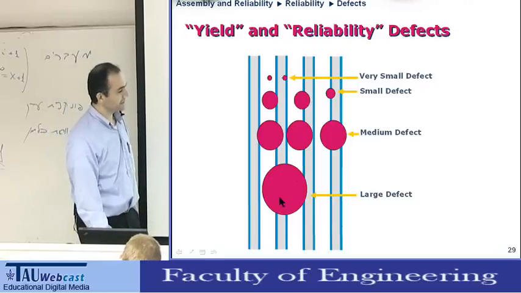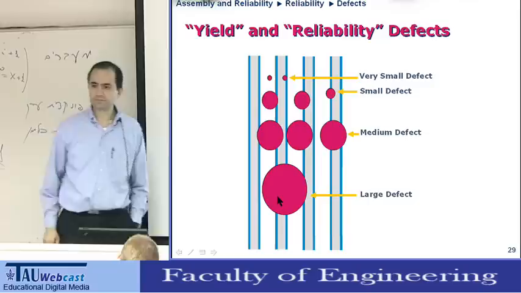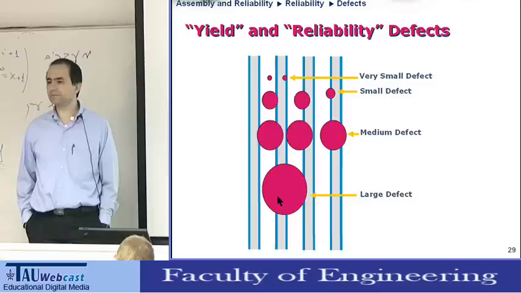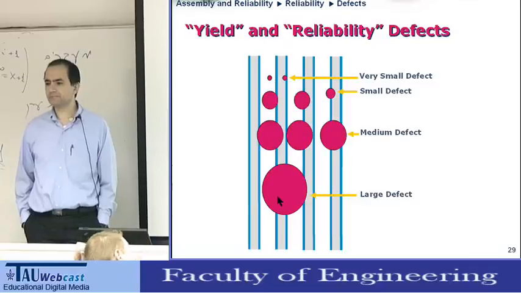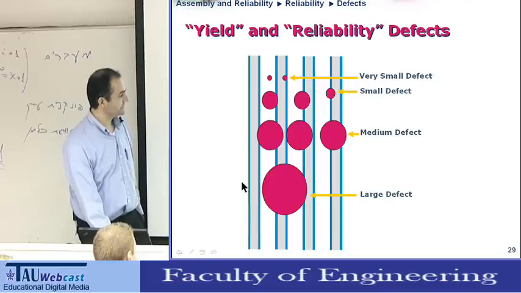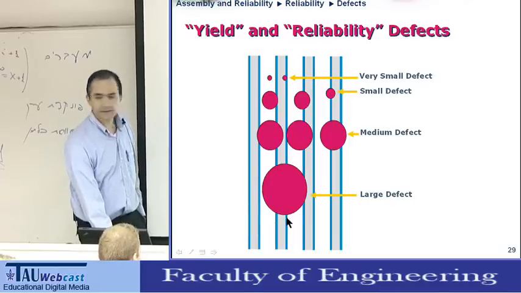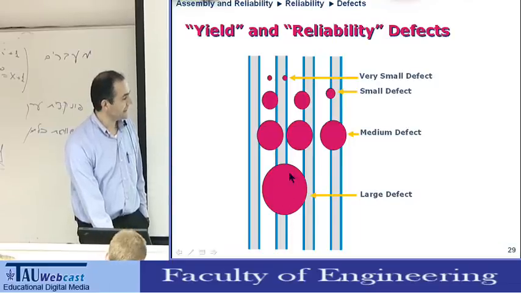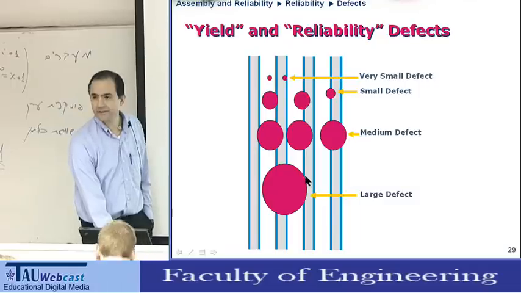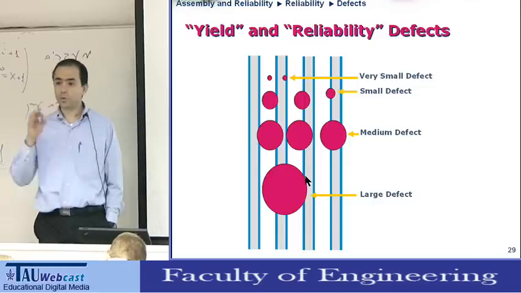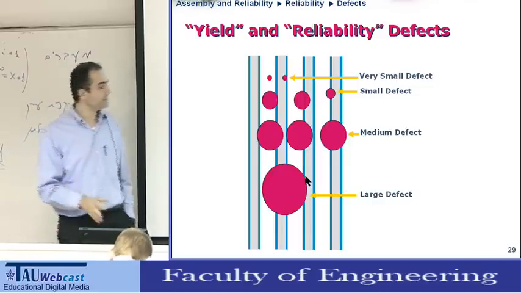Let's look at the other extreme, a large defect. So is this a yield problem? So if this is an insulator, then this line will stop conducting. So it will be a yield problem. If it's a conductor, these two lines will be shorted. So it is a yield problem. But it will not be a reliability problem. It is a quality problem, not a reliability problem.